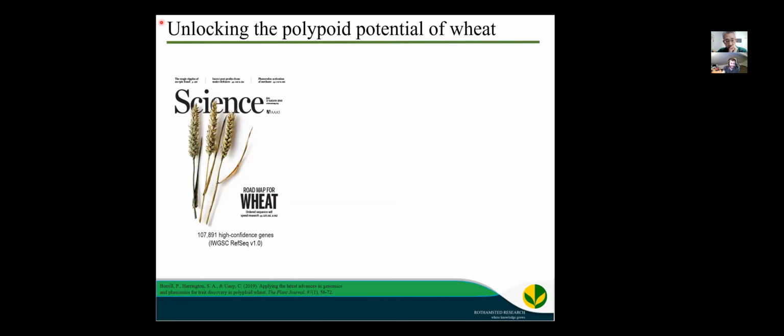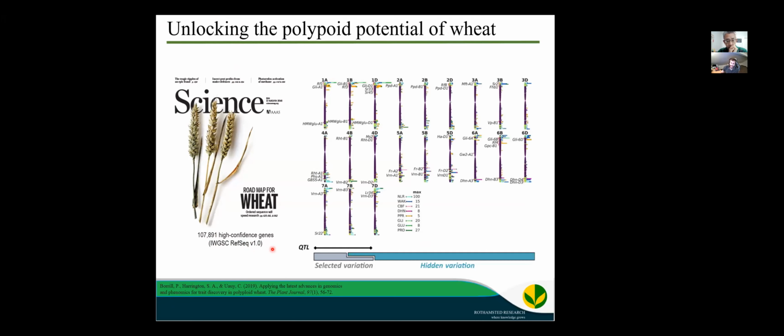And as you can see, recently the new version of the wheat genome has been published. It had not been updated for 3 years, I would say. And then we have around 100,000 high confidence genes. However, we don't know entirely their function. And as you can see here, we have the wheat genome. Basically, what we call genetic redundancy, as we have 3 copies of the same gene. And this brings all of this hidden variation as we try to explore it.